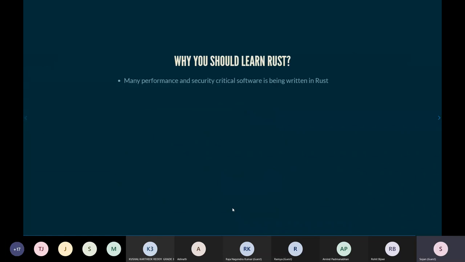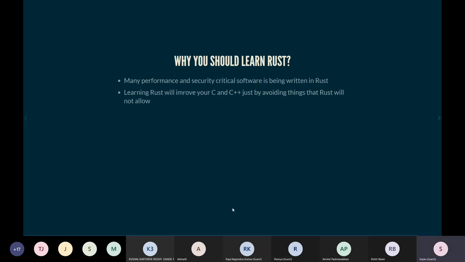Why you should learn Rust? First of all, many performance and security critical software is definitely being written in Rust. Some are public, some are not so public, but people have realized that this is something novel, a powerful feature of the language, that if you want to build something secure, this is the language to do it.